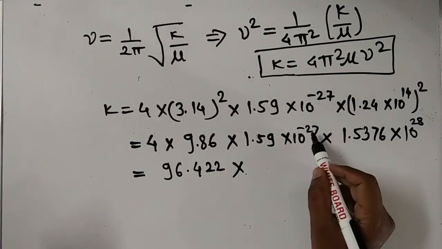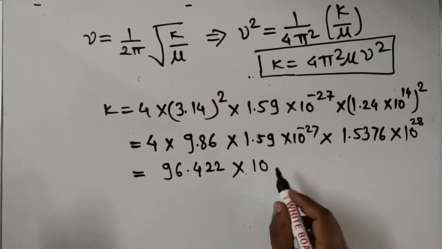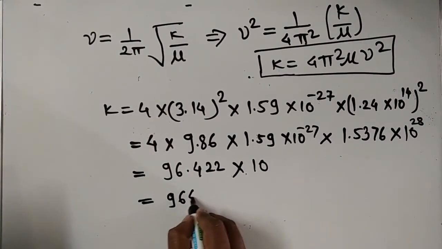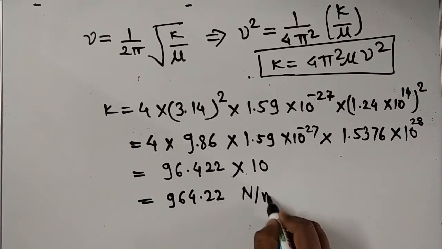So 28 minus 27, that number comes out to be 10 raised to 1, and that is equal to 10, right. So 10 raised to 1 is 10, and therefore I can write 964.22 Newton per meter. So we have calculated K, the first constant. Now let us calculate the energies of ground state and excited state, right.